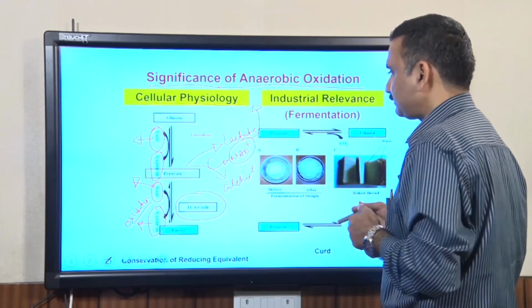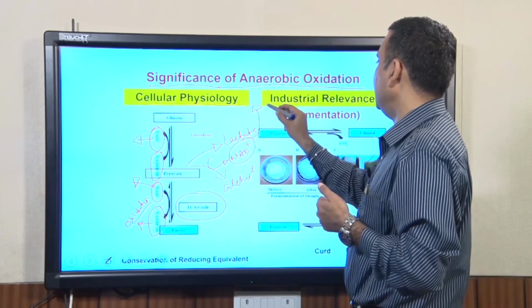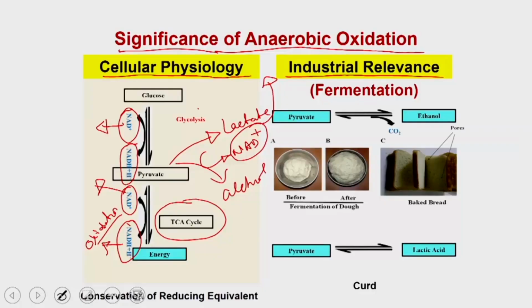Now, let us discuss the industrial relevance or the industrial importance of this anaerobic oxidation. In the first step, the pyruvate is getting converted into ethanol with the release of carbon dioxide. So, there will be a removal of carbon dioxide. The classical example in this case is the yeast.